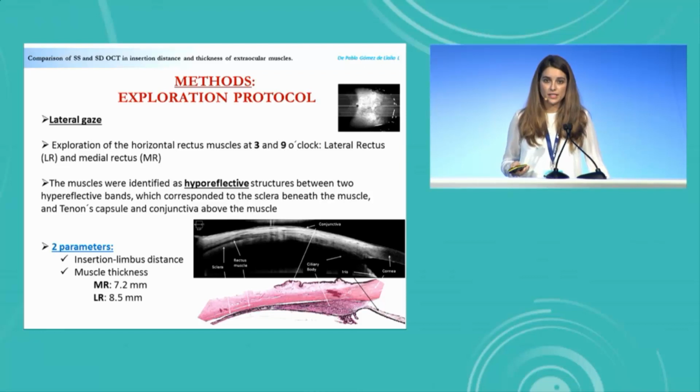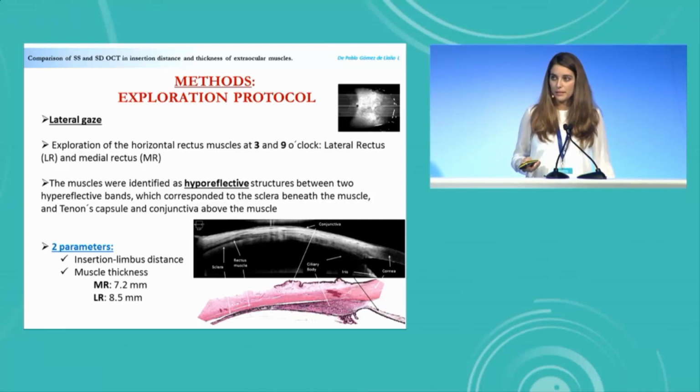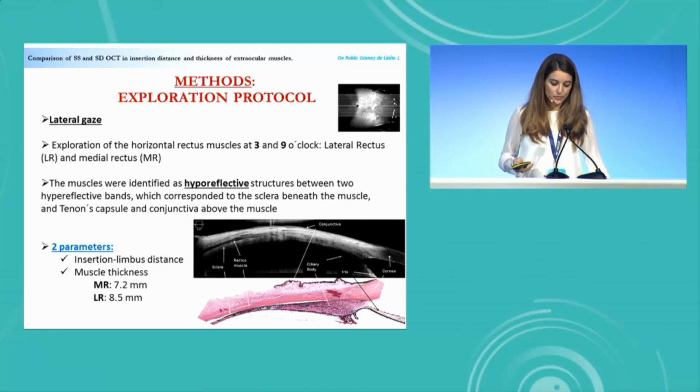With the three devices, the muscles were identified as hyperreflective structures between two hyperreflective bands, which corresponded to the sclera beneath the muscles and the Tenon capsule and conjunctiva above the muscle. Over the images obtained, two parameters were measured: the insertion limbus distance and the muscle thickness, measured at 7.2 millimeters from the limbus for the medial rectus and at 8.5 millimeters for the lateral rectus.